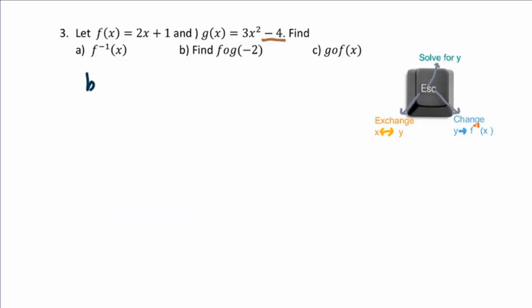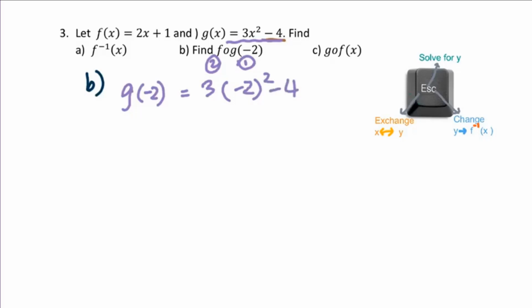Now for B, find f of g of negative 2. For composite functions, remember, inside first. Therefore, this is the first step, this is the second step. We're working on g of negative 2 first. All x turning into negative 2 for the g function is here. So we got 3 times negative 2 squared minus 4. Then we get 3 times 4, that is 12 minus 4 equals 8.